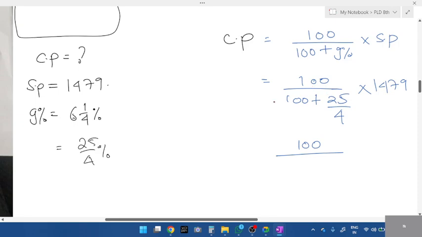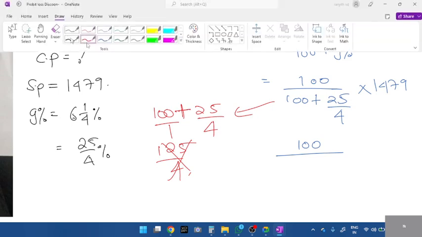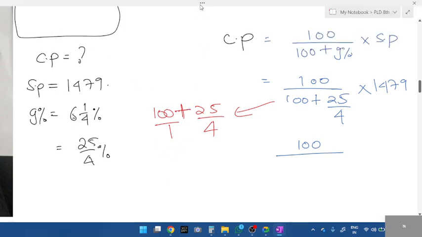Denominator part, right? So do one thing, take this entire thing in working column. Don't get confused. Is it possible to add directly 100 plus 25, 125 divided by 4? Is it correct? No. That's the reason you take LCM. Now take LCM. What's the LCM we get? 4? Yes. So 400 and, what do you get? 425 divided by 4.